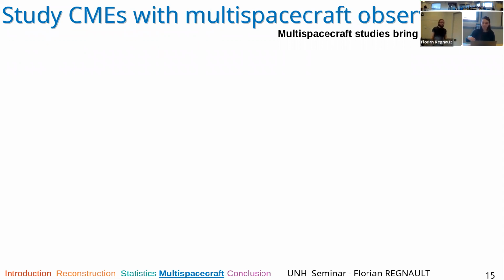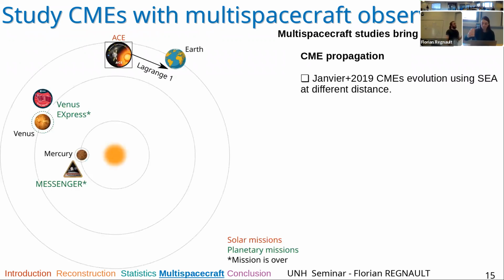Multi-spacecraft studies bring unique insight, first about CME propagation, where Janvier in 2019 ran the superposed epoch analysis, so the method I just showed you, but at multiple distances from the Sun. Here you have a schematic, which is of course not to scale, of the solar system to the Earth, with Mercury, Venus, and the Earth. She used CMEs observed at Messenger, Venus Express, and ACE, and applied the superposed epoch method on all CMEs observed at Messenger, all CMEs observed at Venus Express, and the same for the Earth. Then she studied the evolution of different CME properties at different distances from the Sun.